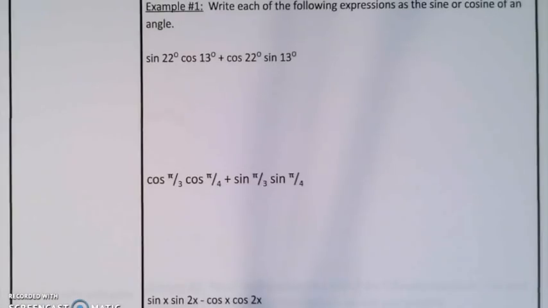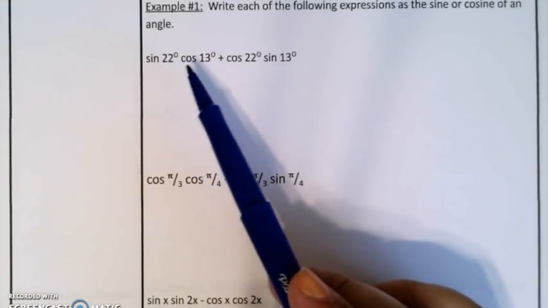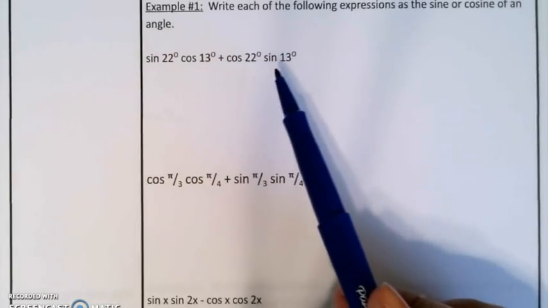All right, let's see how we use these. In example 1, we want to write each of the following expressions as the sine or cosine of an angle. So we want to see if we can condense these down into a single trigonometric expression. Looking at the first part, sine of 22 degrees times cosine of 13 degrees plus cosine of 22 degrees times sine of 13 degrees.